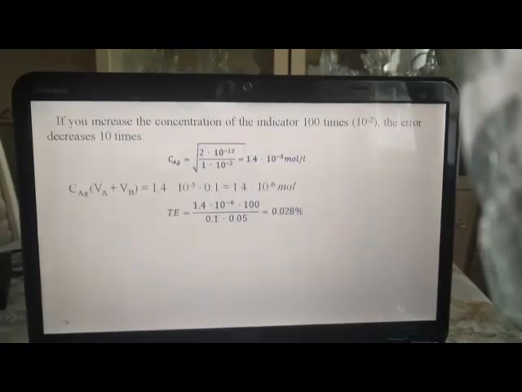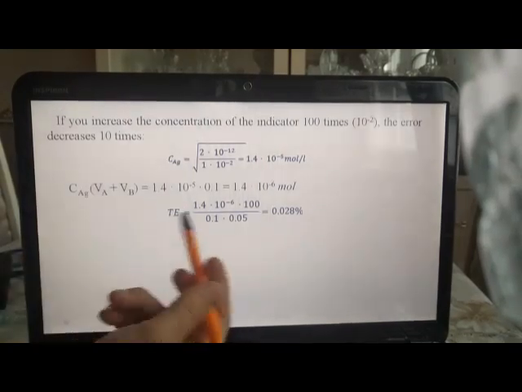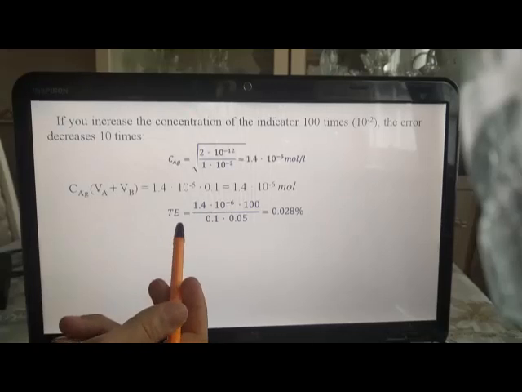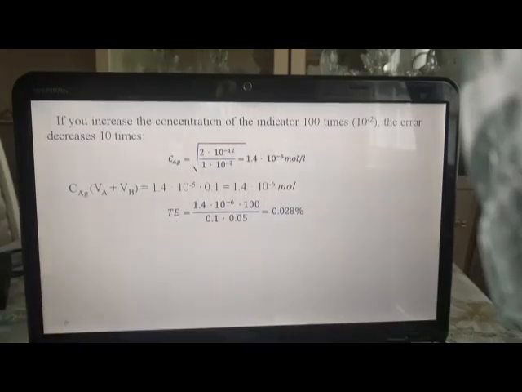0.28%. And if you increase the concentration of the indicator 100 times, the error decreases 10 times. And from the equations we found that the titration error is equal to 0.028%. It was the last information of our first lecture. Thanks for attention.